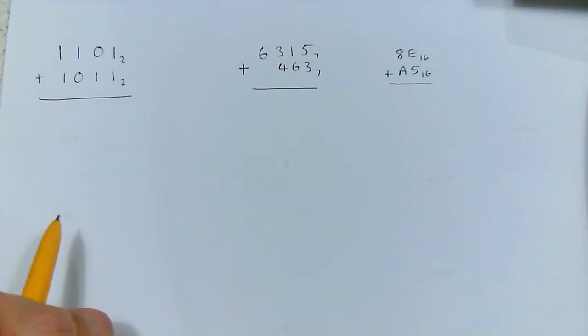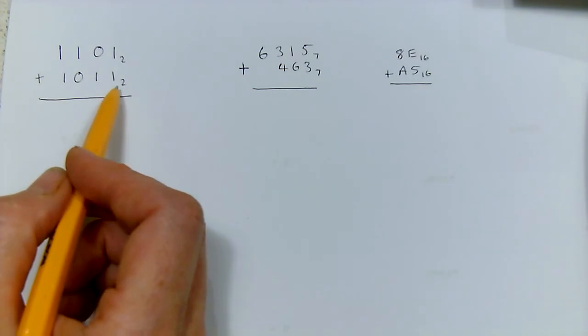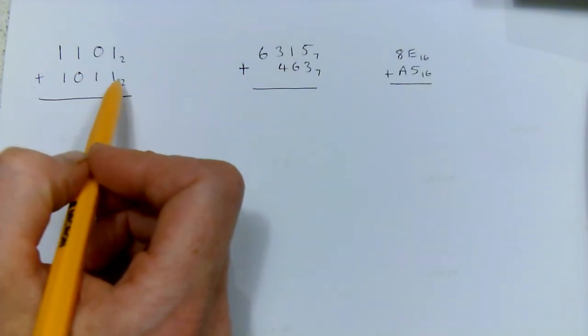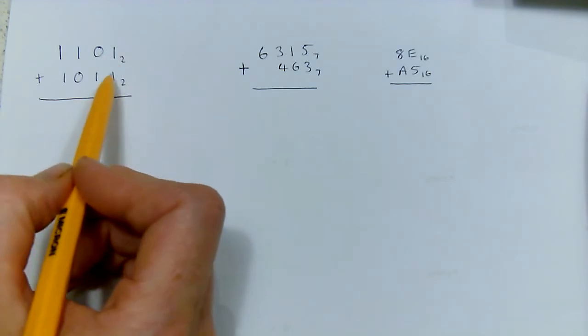So I'm going to do some addition in different number bases. First of all, we've got some binary. Remember, if we're in binary, we can only have zeros and ones. Can't go higher than that. So let's just do 1 add 1.